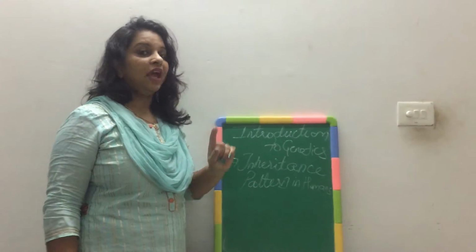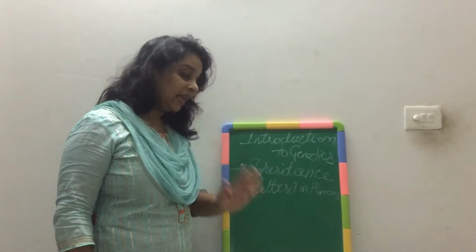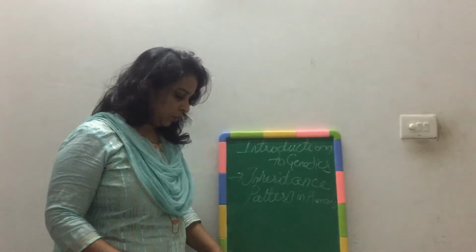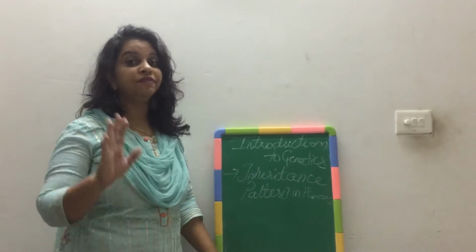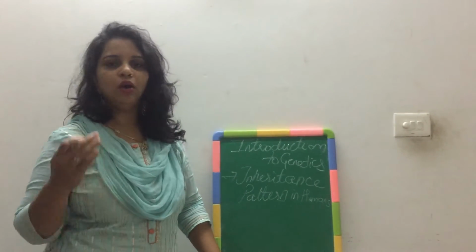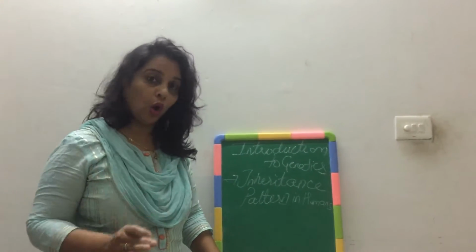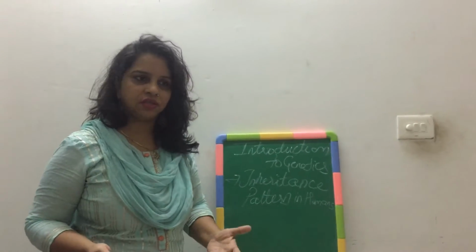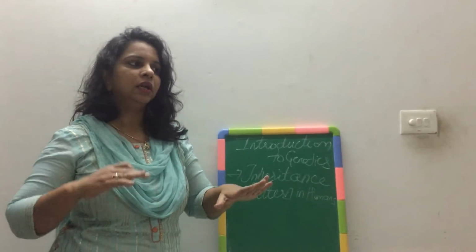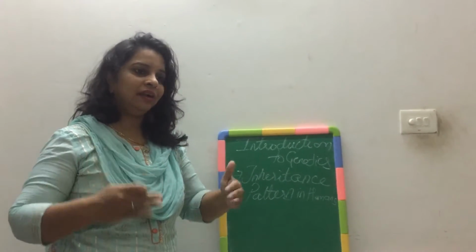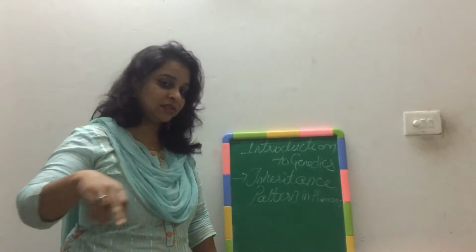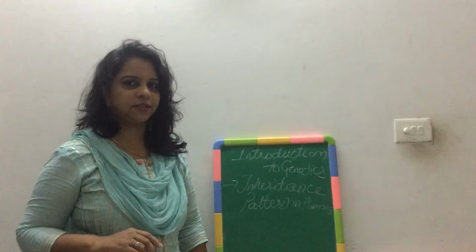Today we will be studying a remaining part in human anatomy and physiology. The name of the topic is Introduction to Genetics. In that, we have finished the chromosome part. The next part is inheritance patterns in humans. First we will see what the meaning of genetics is. It is the study of transmission of body features, whether similar or dissimilar, from parents to offspring. This study is called genetics.